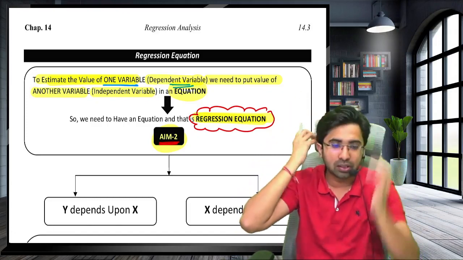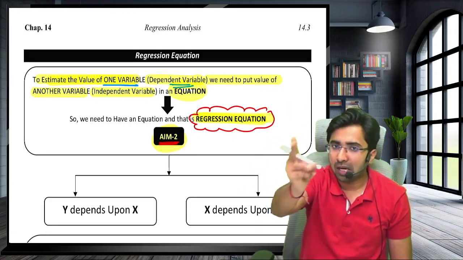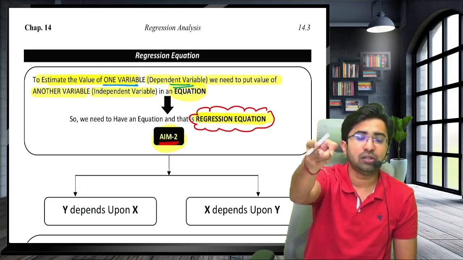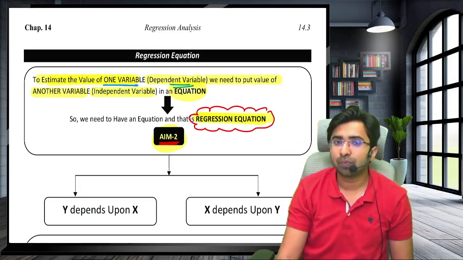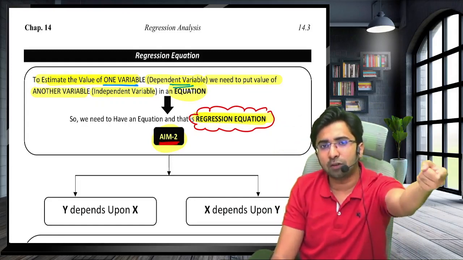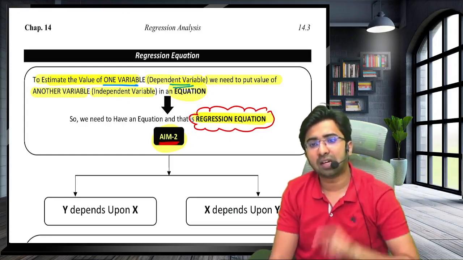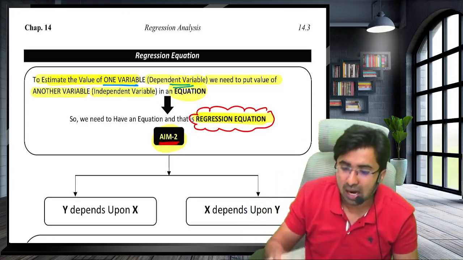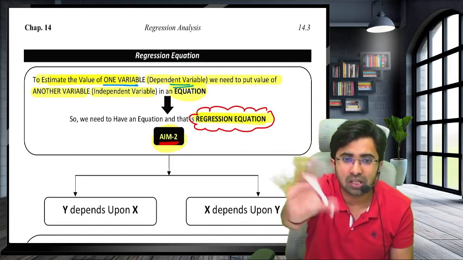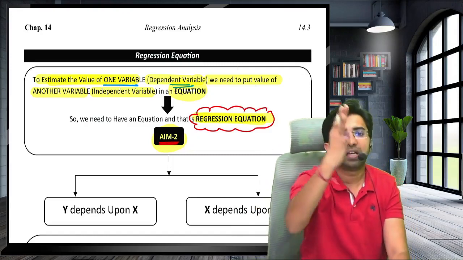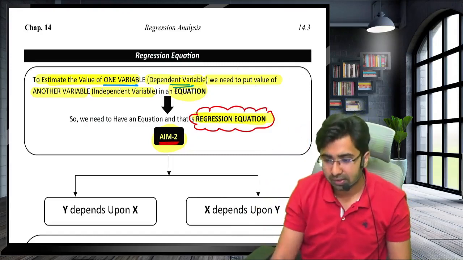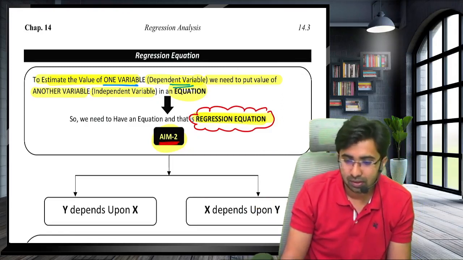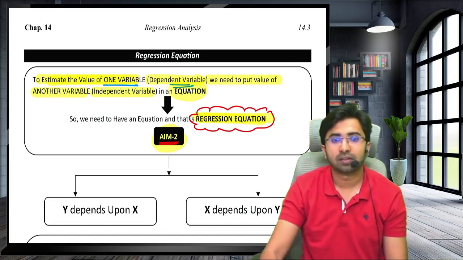I am asking the question again. Can I say you cannot achieve your aim number 3, that is the final aim, unless you have already achieved aim number 2? I cannot estimate the value of one variable unless I have the regression equation. I need to have the equation first. If I have the equation, I can put the value and I can get the answer. Without an equation, I cannot estimate the value. Say yes or no. Sanjay, without an equation, can you estimate the value? No, sir.